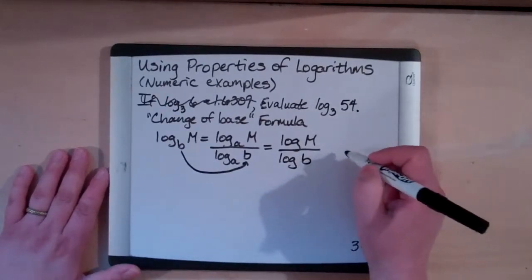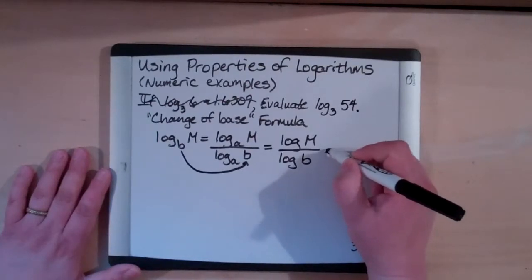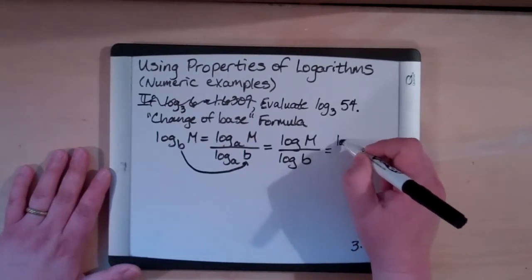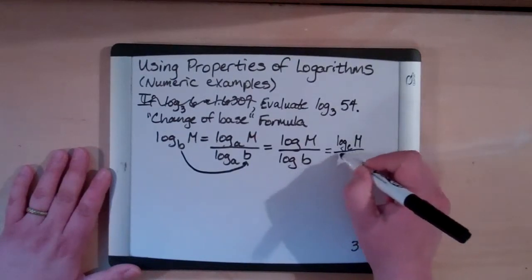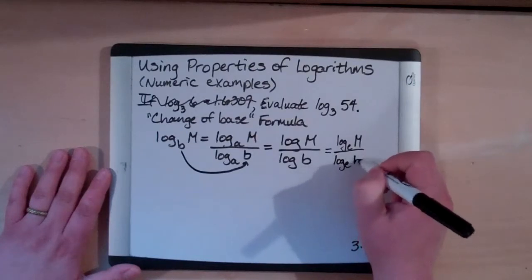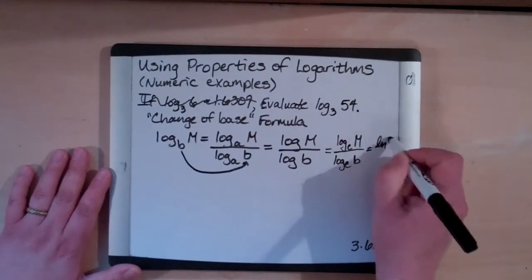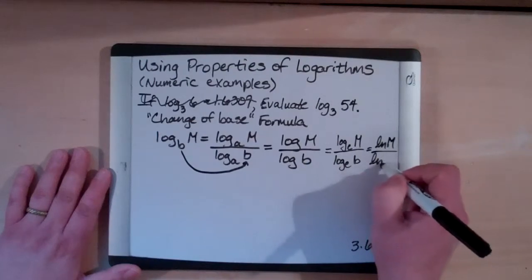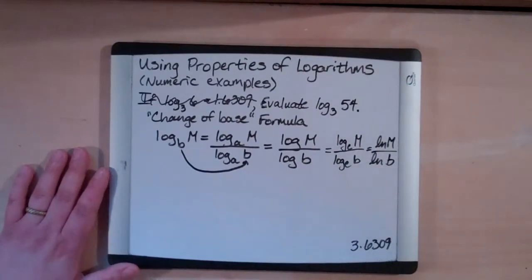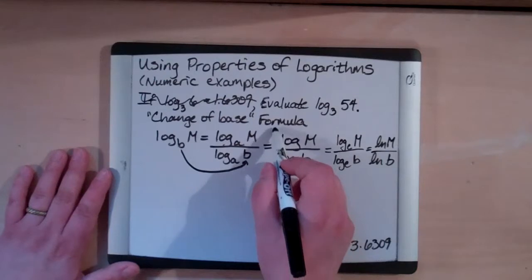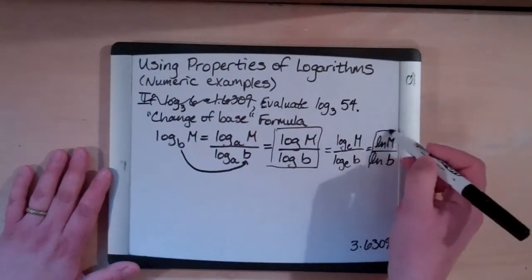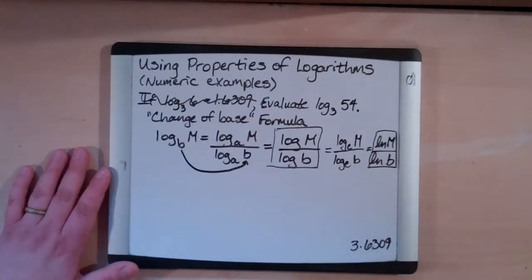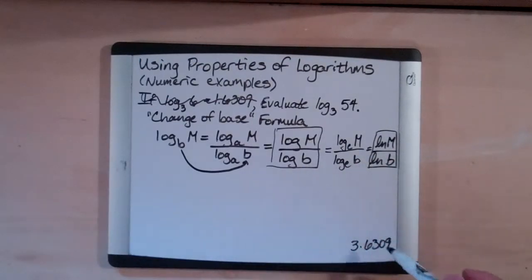And it happens to be that we also have a natural log button on our calculator, which is, if I write it carefully, log with a base e of m. We usually write it like this: natural log m over natural log b. So we can use either this form or this form with our calculator, and we'll come out with the same answer no matter which one we choose, and it also should equal 3.6309.